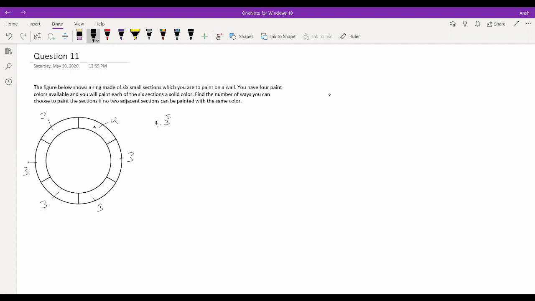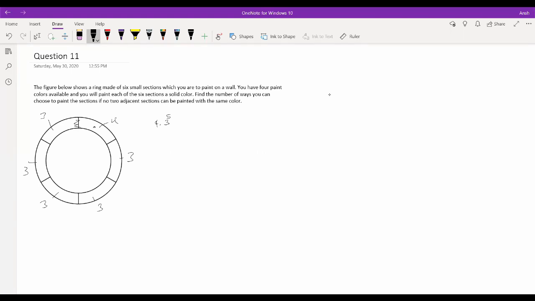So we can use another method, which would be overcounting. Since we've already overcounted here, we have 4 × 3⁵, right? What we need to do is subtract the number of cases where the first and last wall are the same color. If the first and last wall are the same color, it actually looks kind of interesting, because if you merge the first and the last walls, since they're the same color, you can make them into one wall. So you would only have five sections left, where all five sections are different colors from whatever's adjacent to it.